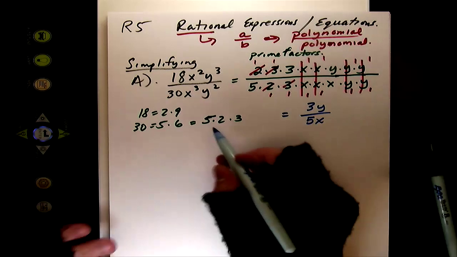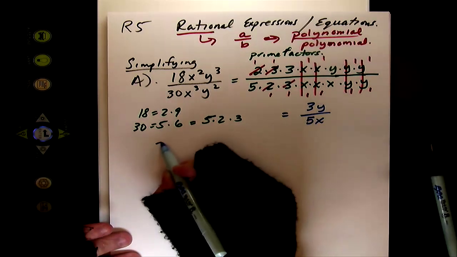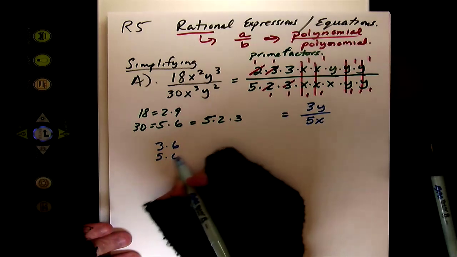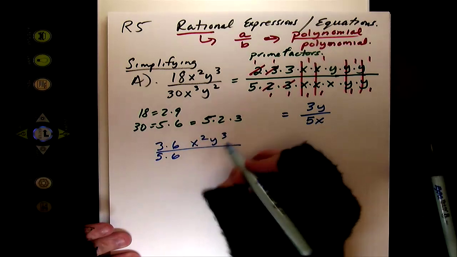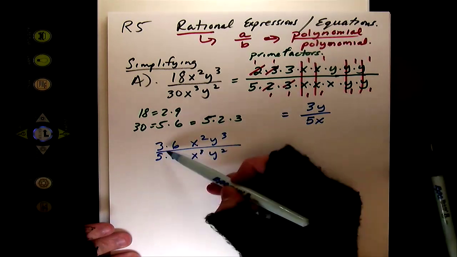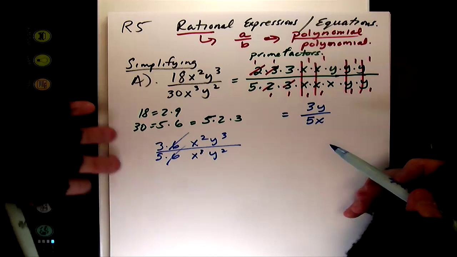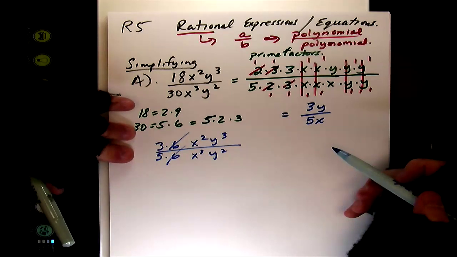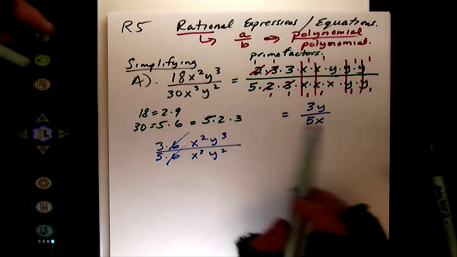If you don't go down all the way to the prime factorization, we could have done 3 times 6 and 5 times 6, x squared y cubed, x cubed y squared. And then you see the 6s go. Same idea. Sometimes if you don't go all the way down to the prime numbers, you may factor in a way that didn't cancel where they should have.